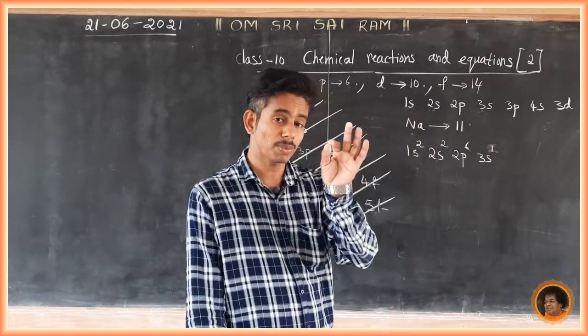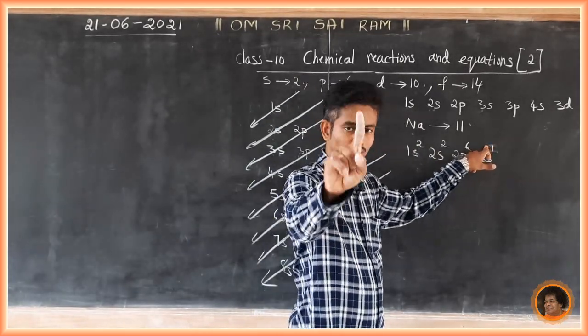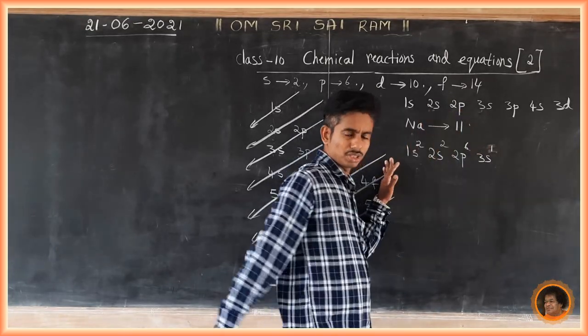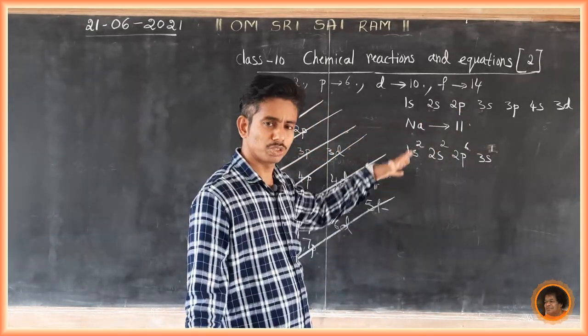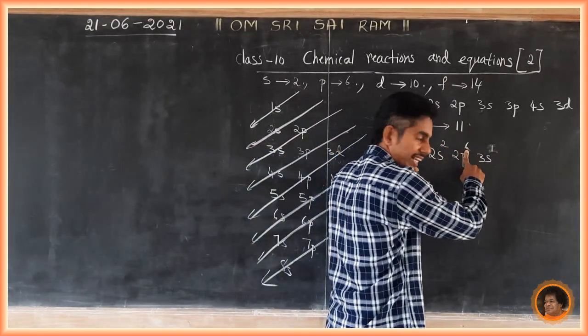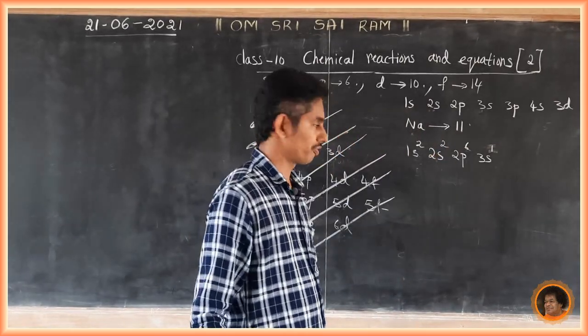Why 3s1? The maximum number of electrons in S is 2, but the minimum can be 1, and we can write 1 because only 11 electrons are present in sodium. So 2 plus 2 is 4, 4 plus 6 is 10, 10 plus 1 is 11. Now it is correct. This is the electronic configuration.